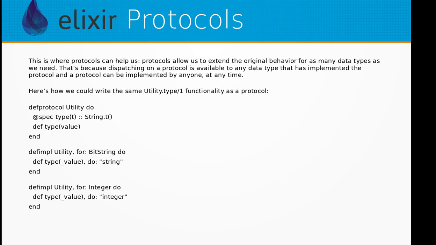This is where protocols can help us. Protocols allow us to extend the original behavior for as many data types as we need. That's because dispatching on a protocol is available to any data type that has implemented the protocol, and a protocol can be implemented by anyone at any time. Here's how we could write the same utility functionality as a protocol.